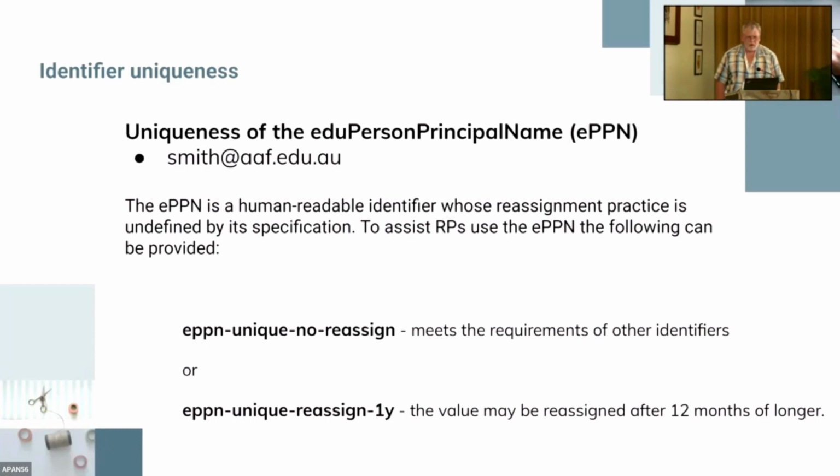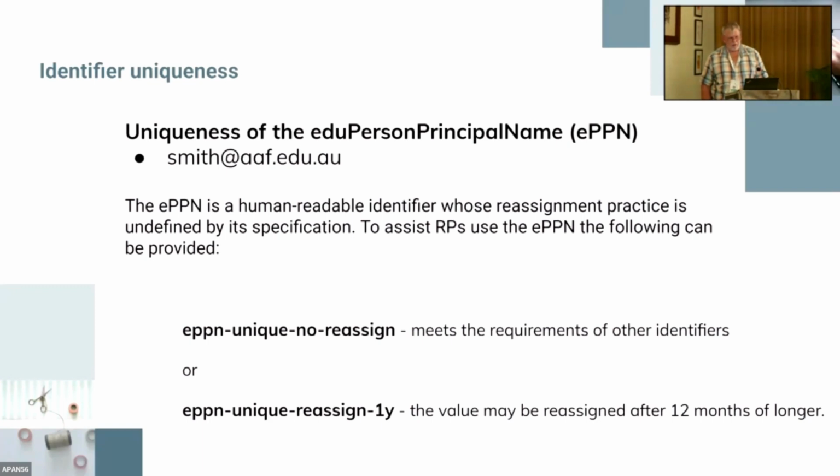But to assist the relying parties, the service providers, to use the EPPN, the following information can be provided about its uniqueness. The first option is to say that the EPPN is unique and not reassigned. So it basically meets the rules of those other identifiers, and you can say that that is the case. And for Australian universities, we're trying to set them all up so that that is the case, that the EPPN is never reassigned and it's always unique.